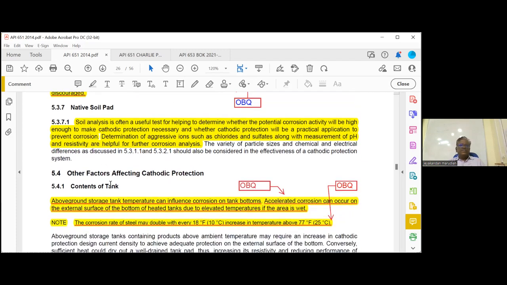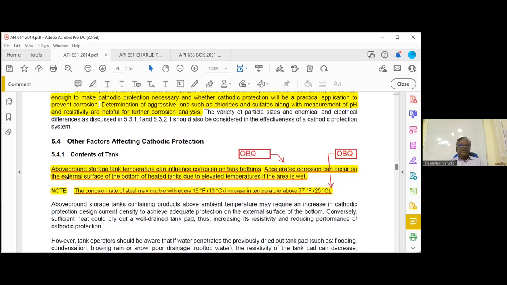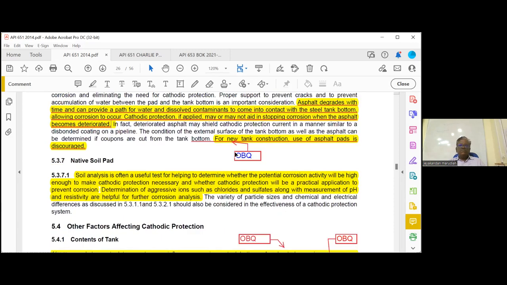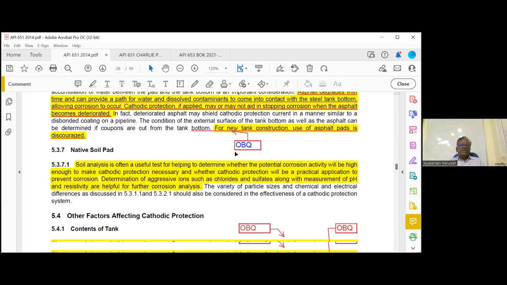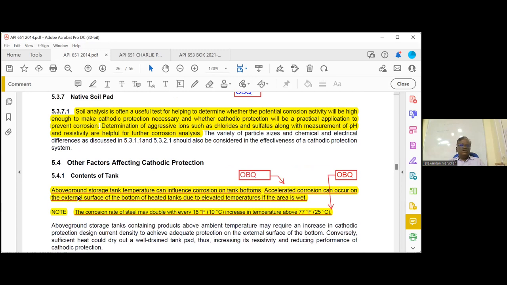Then other factors affecting the cathodic protection. Highlight this one. Yes, this one. Above ground storage tank temperature can influence the corrosion on tank bottoms.